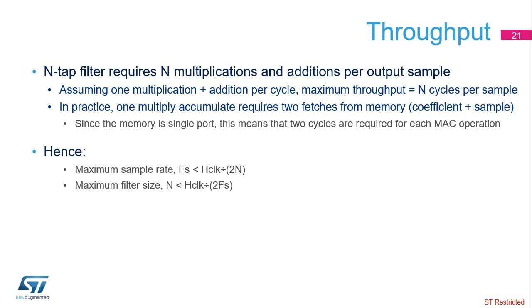Assuming the HCLK frequency of the STM32H7 is 275 MHz, we obtain maximum filter size at FS equals 2 MSPS: N is less than 68 taps. Maximum sample rate for N equals 127 taps: FS is less than 1.08 MHz.